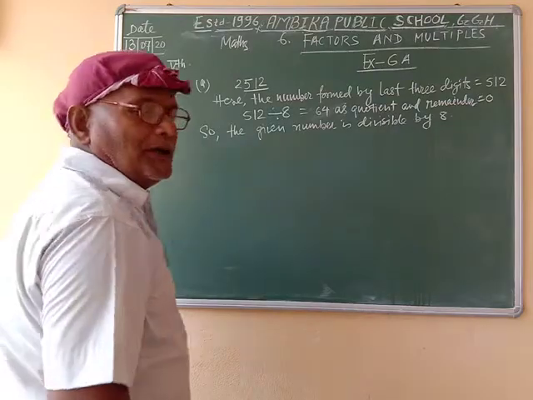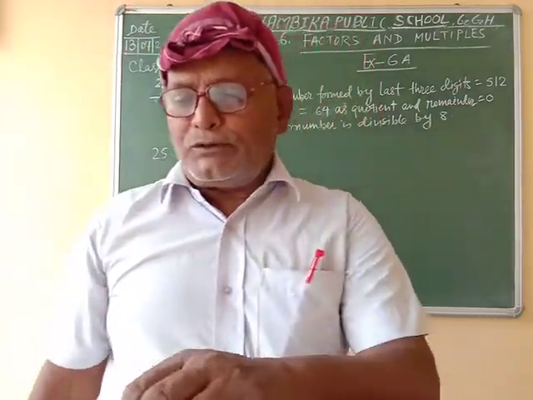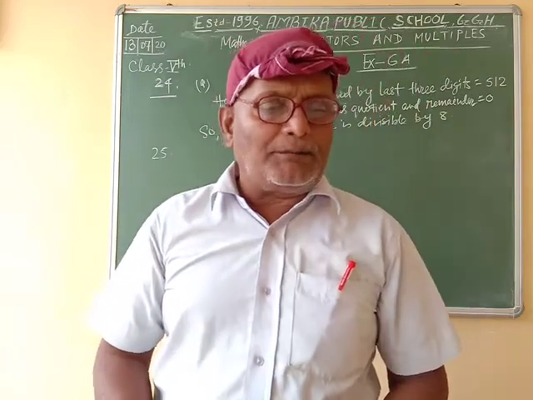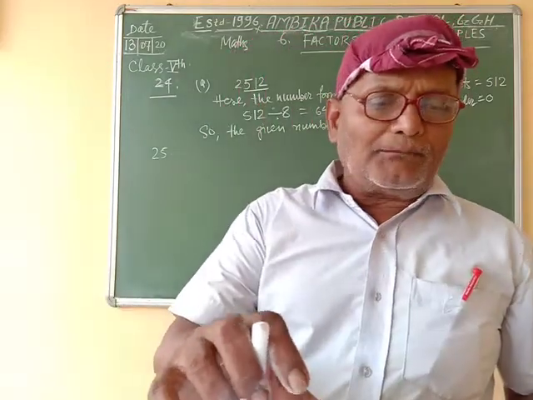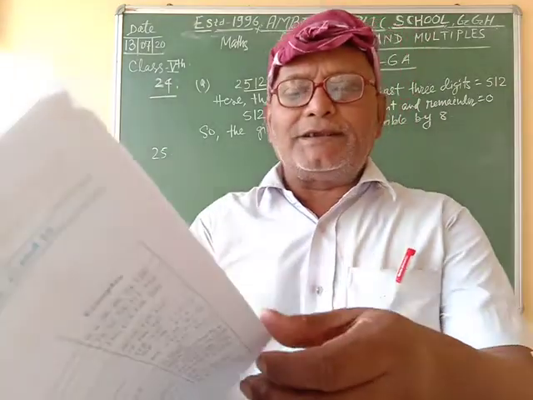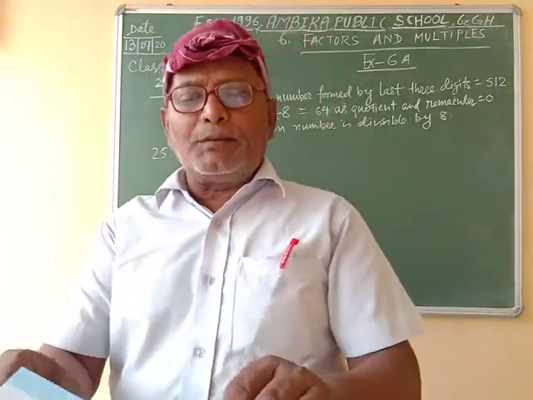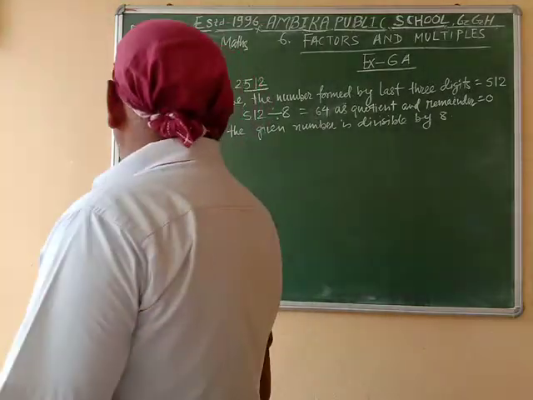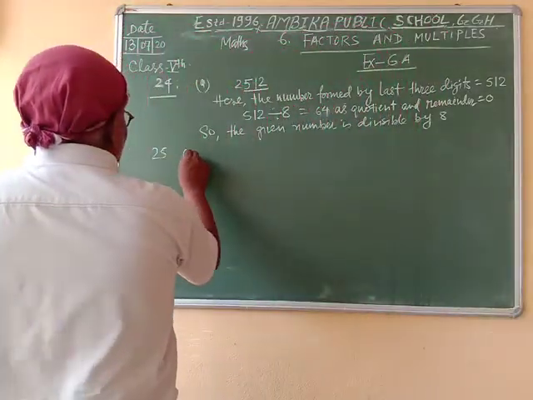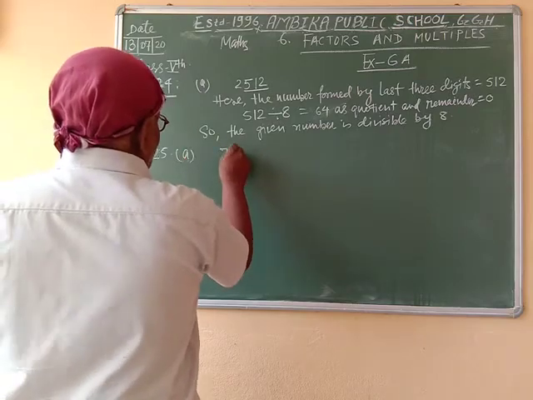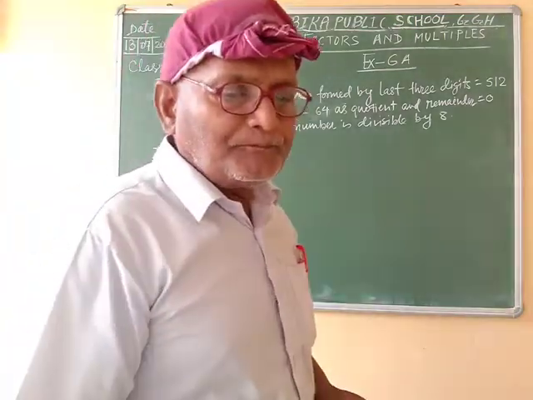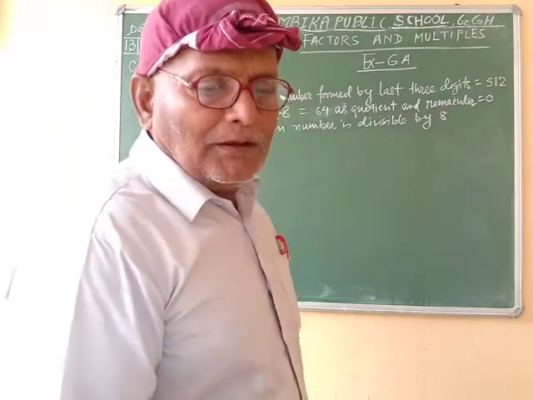Now in question 25, we have to show which of the following numbers are divisible by 9. A number is divisible by 9 if the sum of its digits is divisible by 9. Question 25, part A, 729.